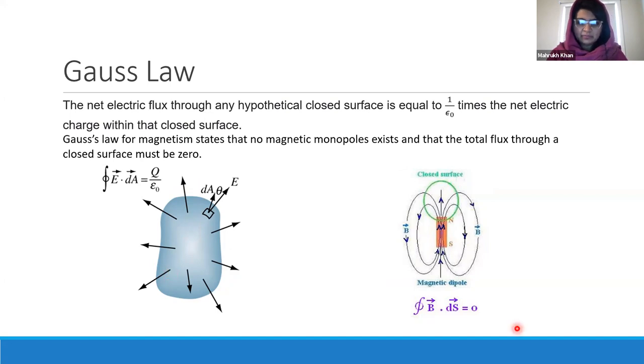Does this make sense? I mean, it's just a visualization. We want to visualize that this is a closed surface, and in this closed surface, we are seeing some electric field around it, okay? So we are saying that if there is a closed surface and there is electric field around it, then it is equal to the charge that is enclosed in that surface, like the Q that is enclosed in that surface, okay?